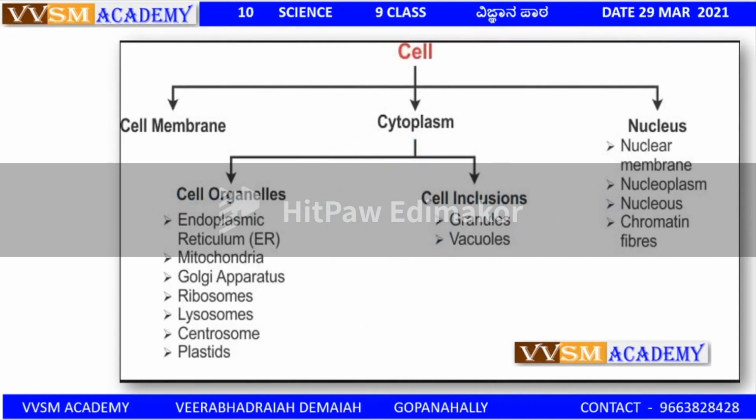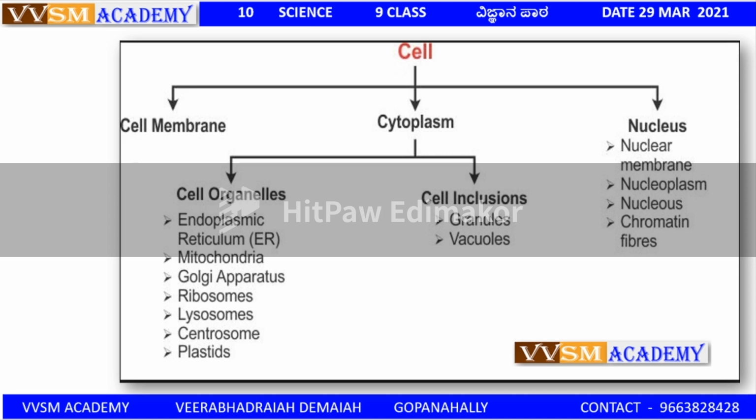Well, a cell consists of three main important parts, or components: the cell membrane, cytoplasm, and nucleus. The cell membrane is the outermost layer of the cell. Cytoplasm is another important component, which is further divided into cell organelles and cell inclusions.